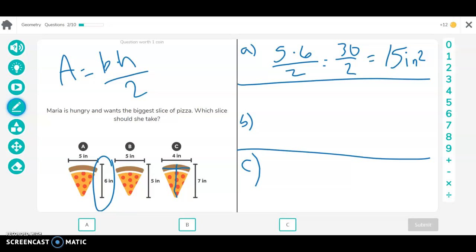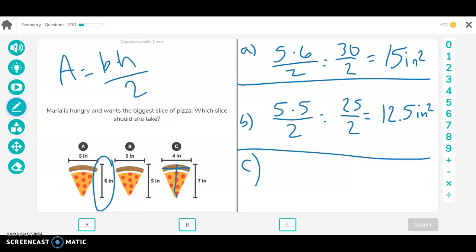Alright, now we have base, which is 5, height, which is 5, divided by 2. We get 25 divided by 2. So think of 24 divided by 2 is 12, and we still have 1 whole left over. We're going to split that in half, so we get 12.5 inches squared.